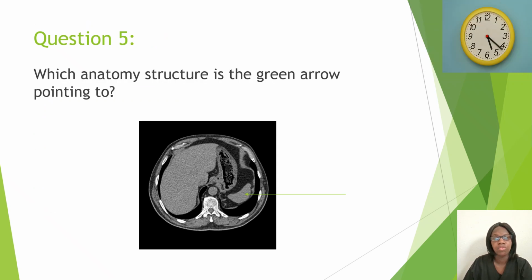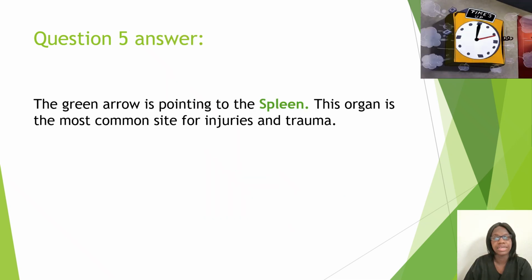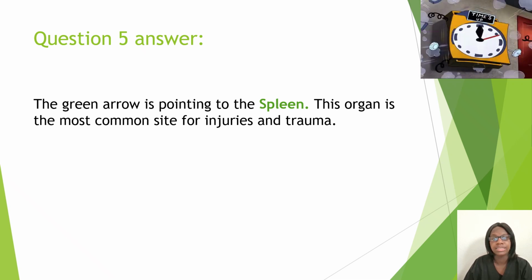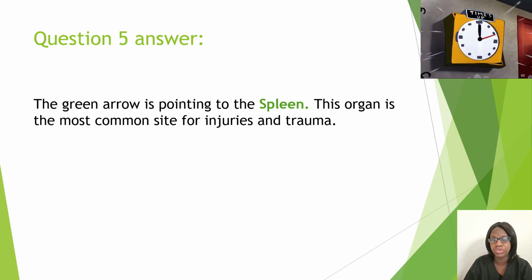Question 5. Which anatomy structure is the green arrow pointing to? Okay, the correct answer is the spleen. The spleen is an organ that is the most common site for injuries and trauma to occur.